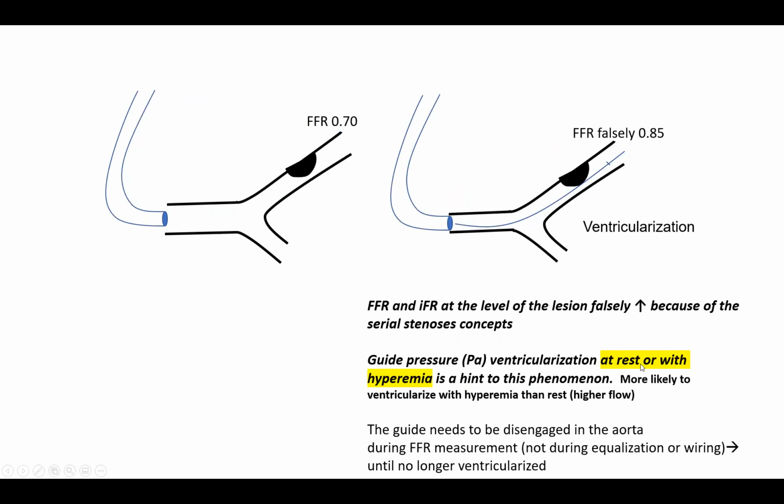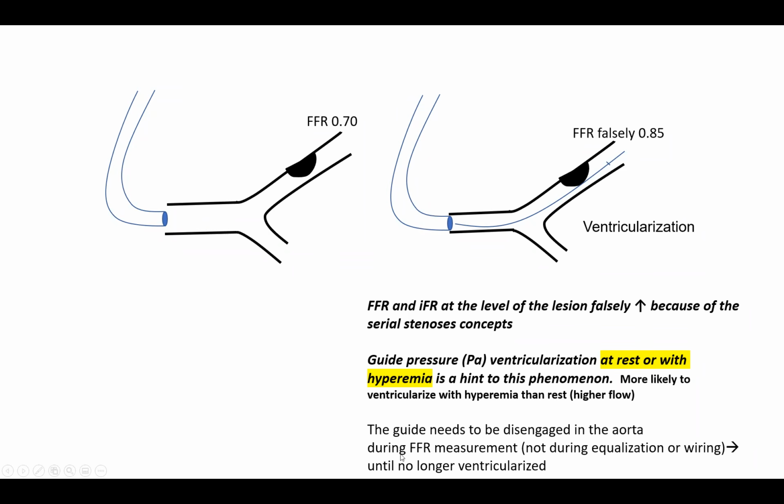So guide ventricularization at rest or with hyperemia is a hint to this phenomenon. You're more likely to ventricularize the guide as well with hyperemia than with rest. Again, you create higher flow across the guide obstruction. You'll create more drop in diastolic pressure across the guide and more ventricularization across that guide pressure. That's why, an observation for all interventionalists, when you give nitroglycerin in an obstructive guide, your guide ventricularization will become more pronounced because you create more flow, therefore more drop in pressure and more drop in flow across it. Okay, this happens with adenosine as well.